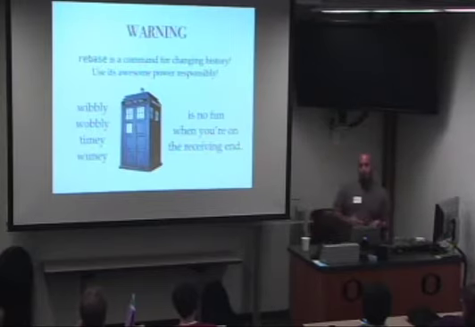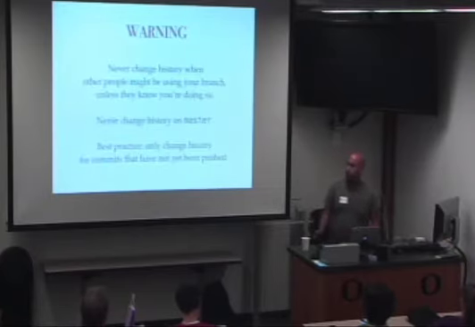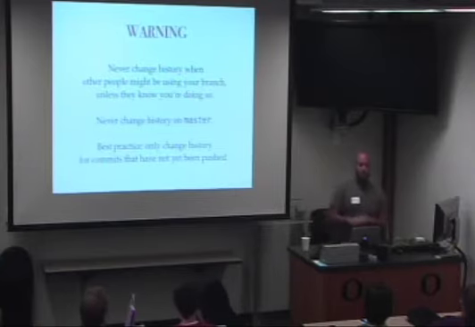But for someone else trying to interact with you on your repository, it gets very confusing to see that all of a sudden this entire history has changed and I don't know what happened. I wasn't expecting this, so what do I do? And that's when you start getting some really weird errors from Git. So a couple of rules of thumb before I go into how to use rebase. Never change history when other people might be using your branch unless they know that you're doing so. So essentially what that means is if you're working on your own feature branch and you're not expecting anybody else to be looking at your commits, then you can rebase, you can change history as much as you want.